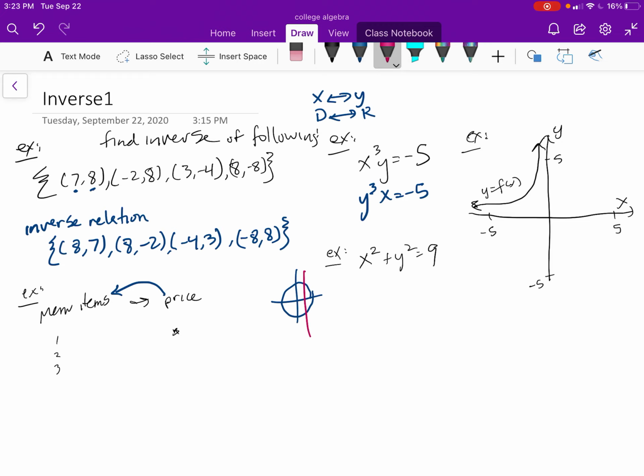You might start seeing certain restrictions to make this a function, though. Maybe it restricts the domain if this same problem said, x and y are both greater than or equal to 0, or even just y is greater than or equal to 0. That would actually work as well. But either way, if they're both greater than or equal to 0, now we're only talking over here, right? And we would have a function and whatnot.